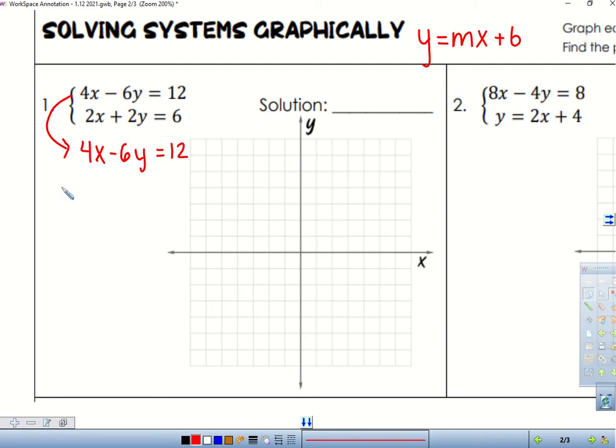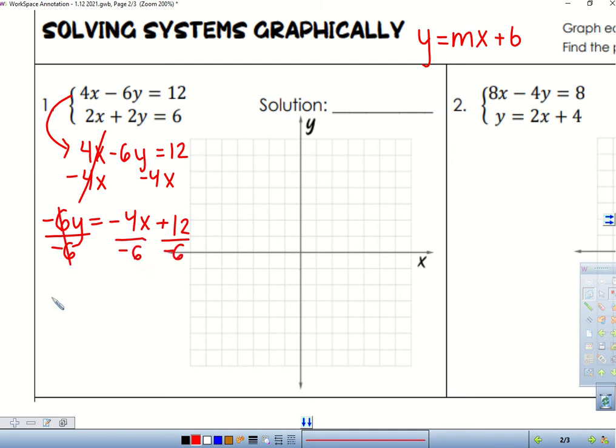Our goal is to get y by itself and to get x on the other side, so I'm going to subtract 4x on both sides. That's going to give me -6y is equal to -4x plus 12. I'm then going to divide both sides by -6, aka each term by -6, and that's going to leave me with y equals -4 divided by -6 reduces to positive 2/3 x, and then 12 divided by -6 is -2.